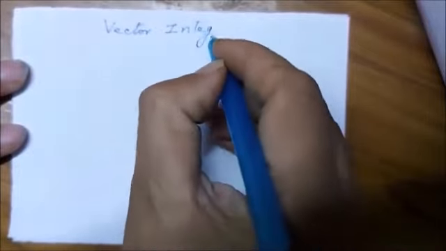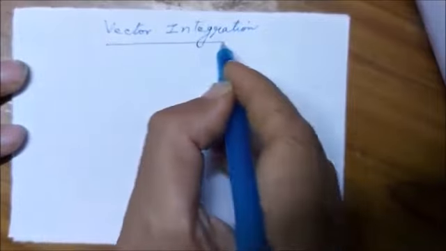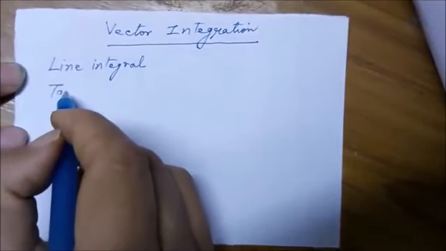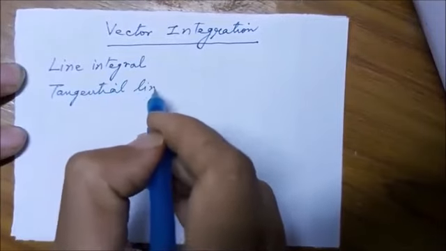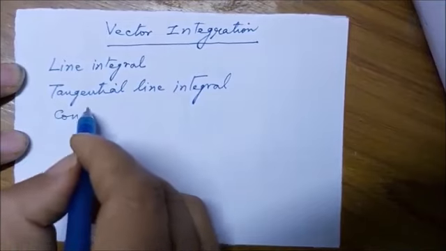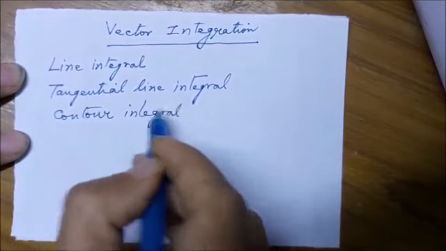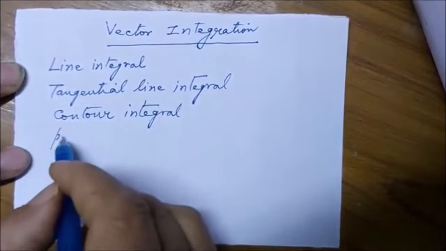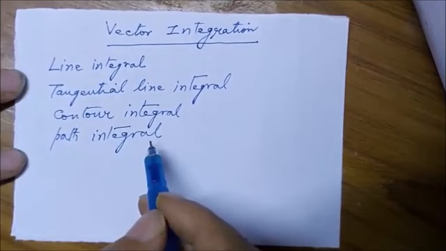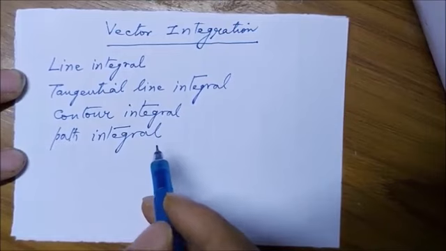Let us now discuss vector integration. We will first discuss what we mean by line integral, and there are so many names given to it. It is also called tangential line integral. It is also called contour integral. Another name given to it is path integral, which was the topic of discussion in a video on mechanics. Another name, which is the most popular one and used in physics, is circulation.